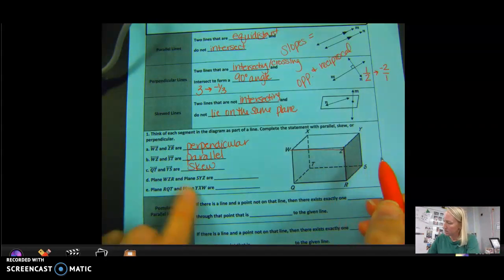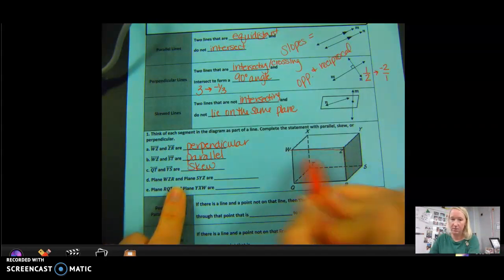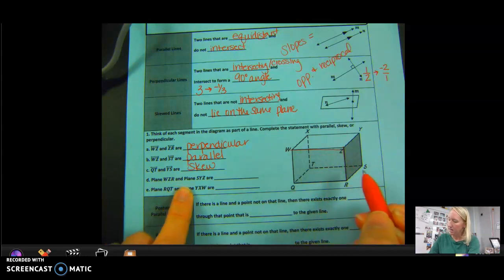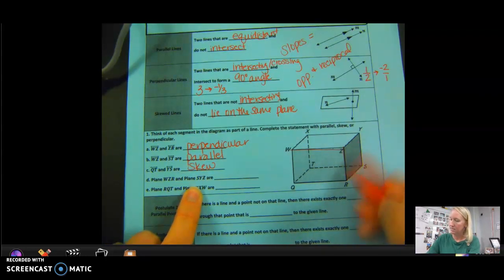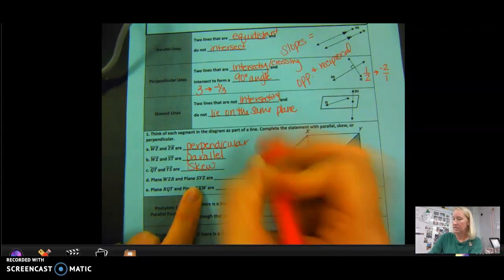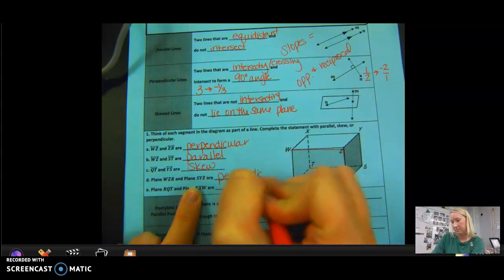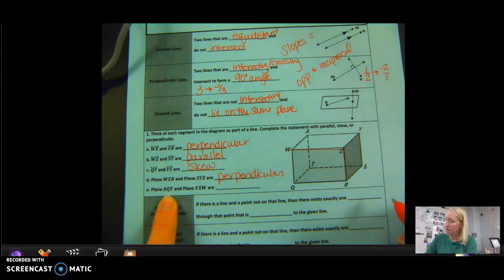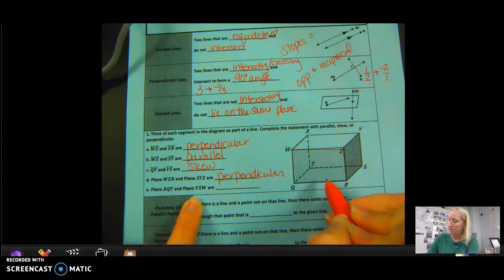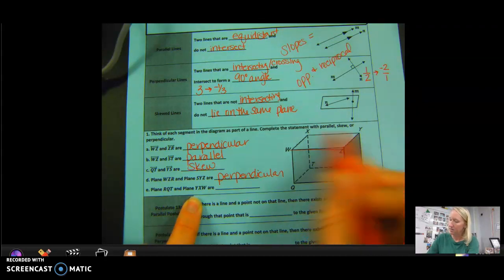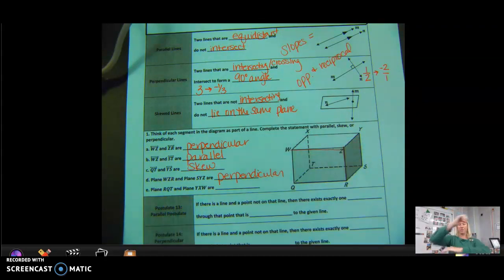Plane WZR is this front plane, okay? And SYZ is the side plane. So those two planes intersect at a 90-degree angle, so they are considered perpendicular. Plane RQT, so RQ is the bottom, so what it's sitting on. And YXW is the top. So the top and the bottom would be parallel to one another.